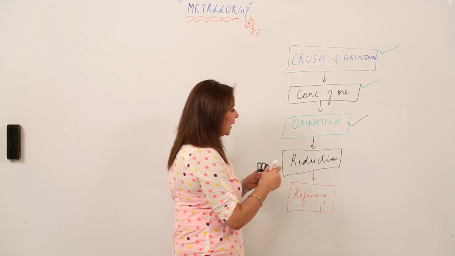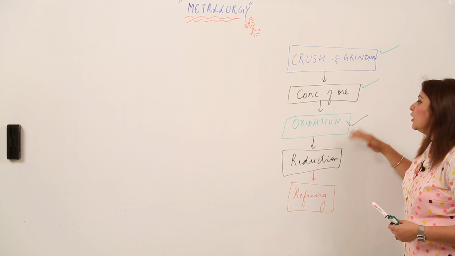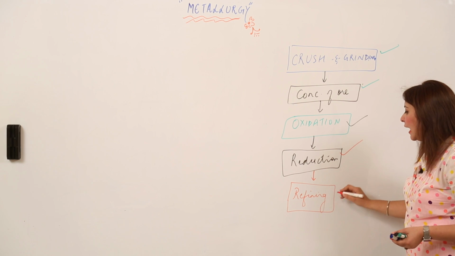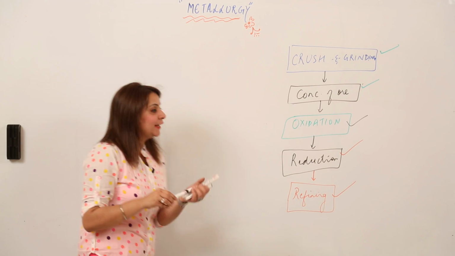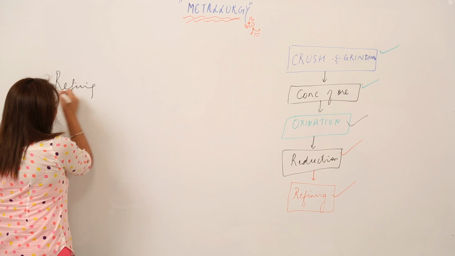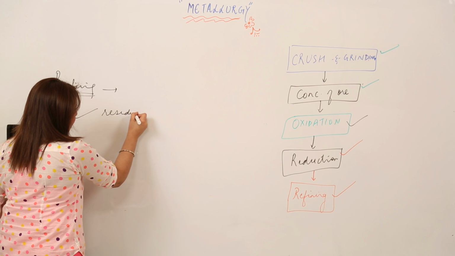Now, as we have done the crushing and grinding, the concentration of ore, the oxidation, and the reduction, the last step which is used is called refining. So what is actually refining? Refining is done to remove the residual impurities.